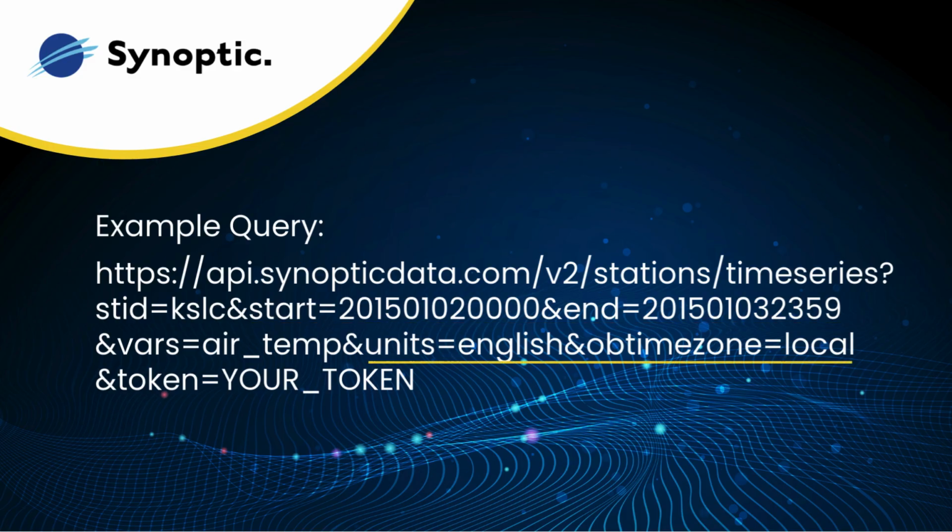Again, we use units equals English to return the air temperature values from the query in Fahrenheit, and ob time zone equals local will return the time values in the output in local time for the return timestamps in the time series. So after doing this query, the API will return a JSON object with observations.